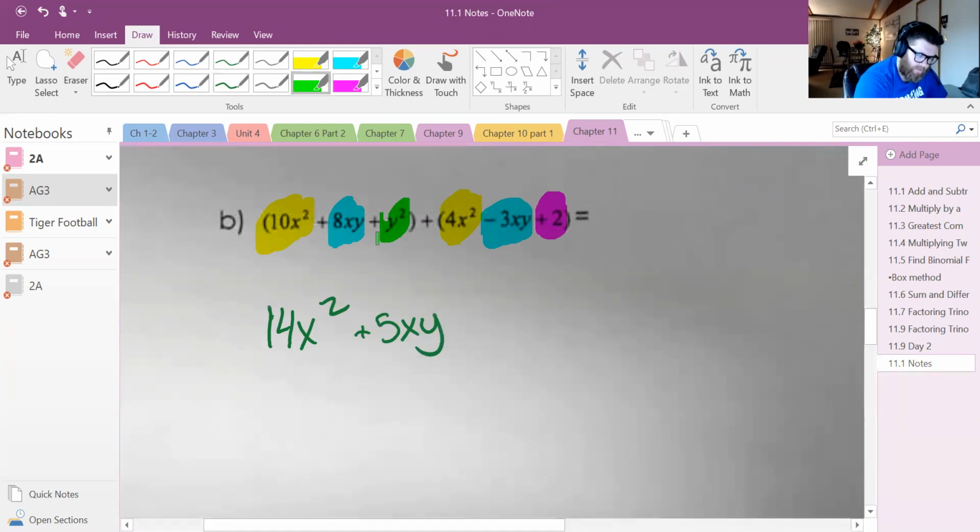Okay, my greens, I have a y squared. Do I have another y squared? Nope, I don't. I have an x squared, but not a y squared. Just bring it down. If you don't have anything to combine it with, you just bring it on down.